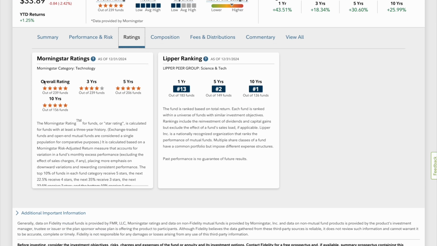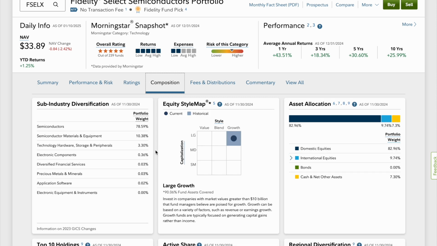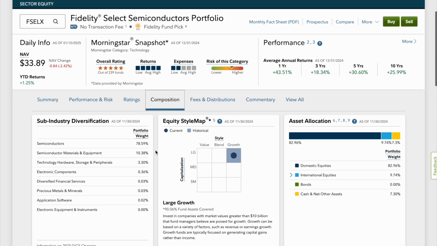I mean, look at the overall ratings: 5 stars, 3 years 4 stars, 5 years 5 stars, 10 years 5 stars. It beats the S&P 500. That's what we're comparing all of our investments to. Are we beating the S&P 500?